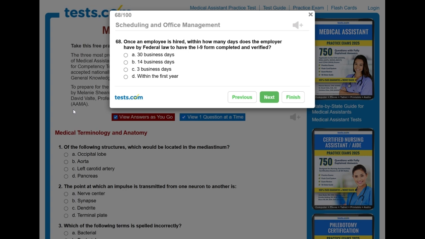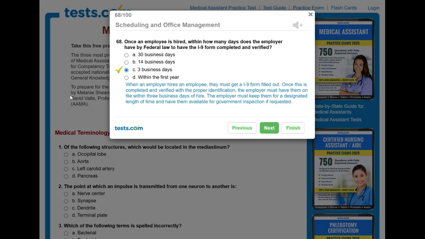Question 68. Once an employee is hired, within how many days does the employer have, by federal law, to have the I-9 form completed and verified? A. 30 business days. B. 14 business days. C. 3 business days. D. Within the first year.